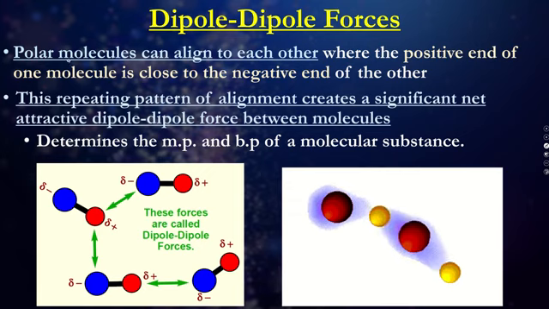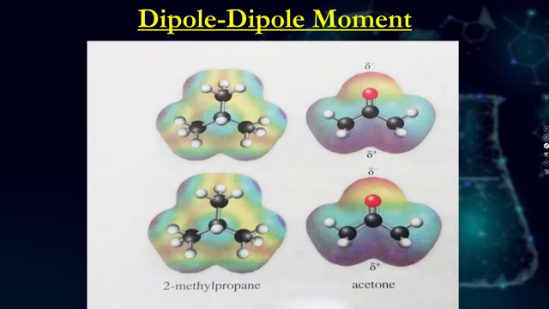So polar molecules can align with each other. The positive end will always be close to the negative. That's what you can see in this diagram here. If they keep repeating this pattern, making these dipole forces, then they make a big network, and that basically determines the boiling point and melting point of the molecule. So if you have lots and lots of dipole forces holding a molecule together, you're going to increase the overall melting and boiling point.